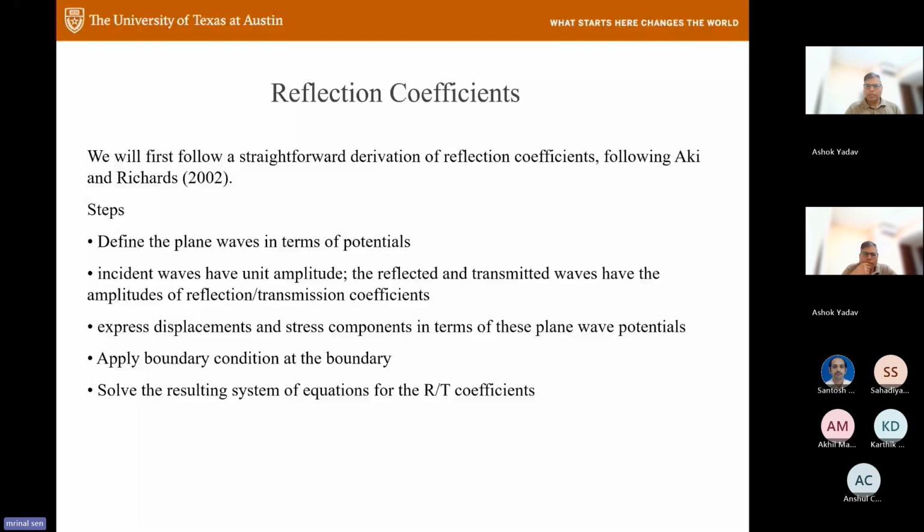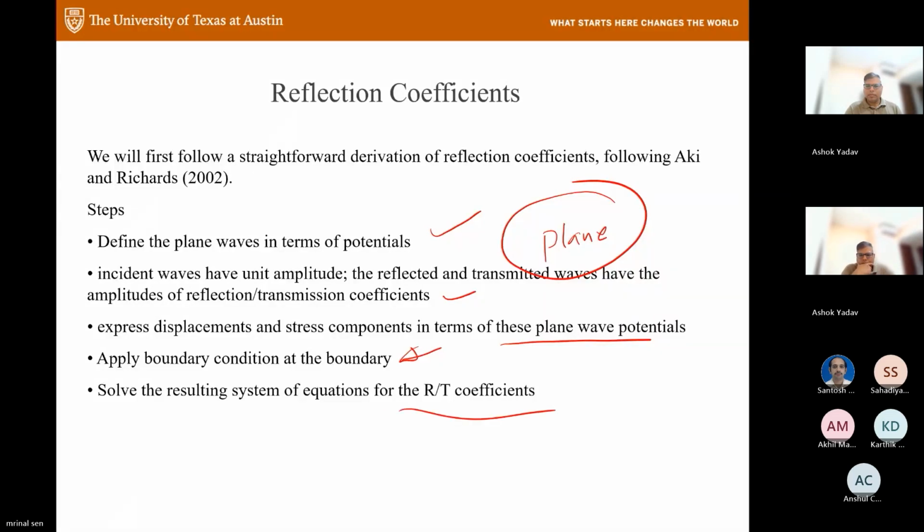So define the plane waves in terms of potentials. Then you consider incident plane waves with unit amplitude. It's important that you stick to plane waves here. And express displacements and stress components in terms of these plane wave potentials. And then you apply boundary conditions of continuity of stresses and displacement. And that gives you a system of equations which you can solve for RT coefficients.